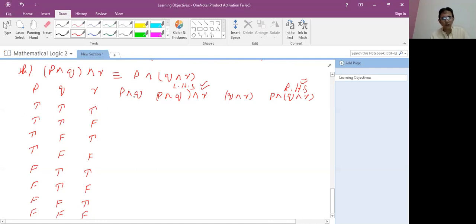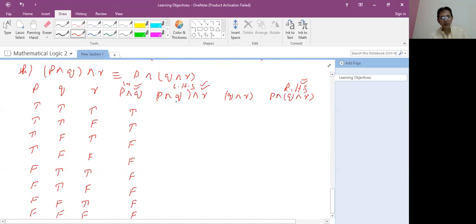So first we find the result of P and Q. It means the multiplication operation. 1 dot 1 is 1, it means true; then 0 means false, 0 means false, 0 means false, false, false, and false.